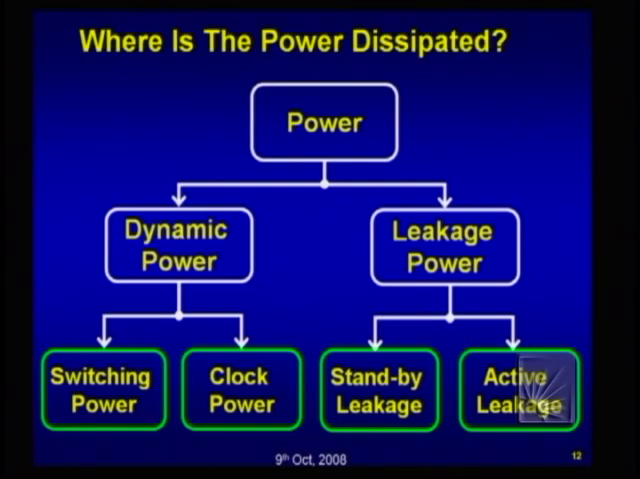Similarly, the leakage has two components. One is the leakage in standby mode, when the system is not doing anything, and another is the active leakage, which is the leakage of the idle part of the system in active mode. Which means even if the system is working, there are certain parts which are not used, and leakage in that part is called active leakage.